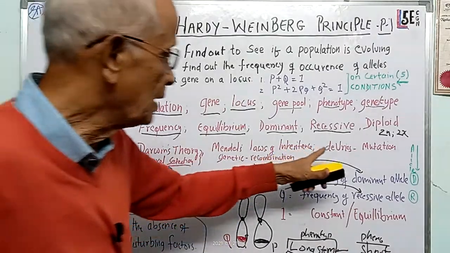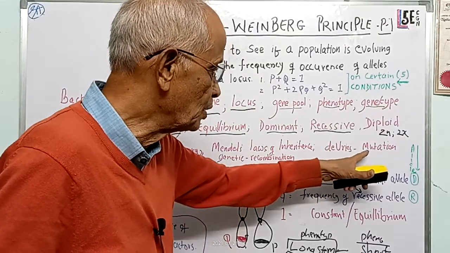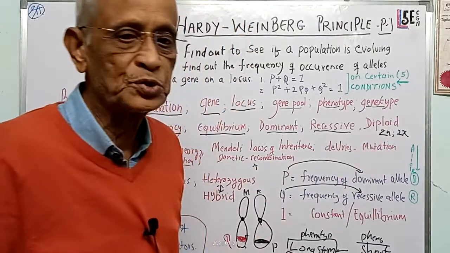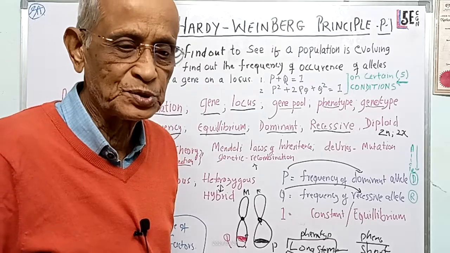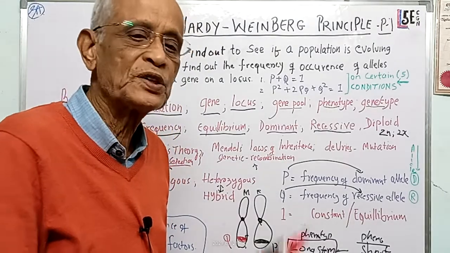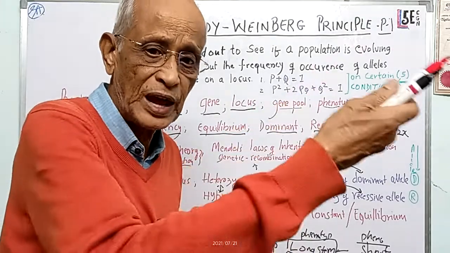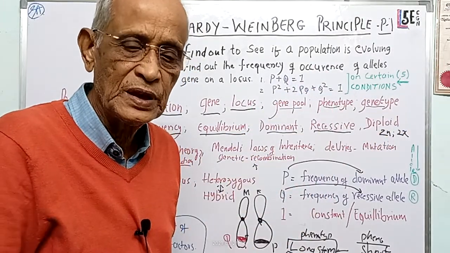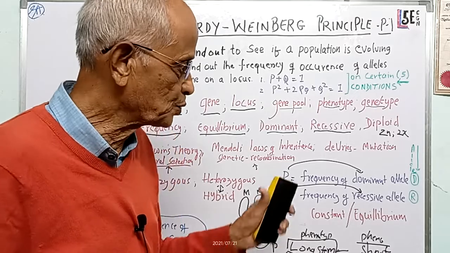And then Hugo de Vries suggested the word mutation. Mutation also you should understand. Mutation refers to a sudden change in the genotype or the phenotype. If you say it is phenotype, then there must be a change in the genotype. So that is what mutation is.